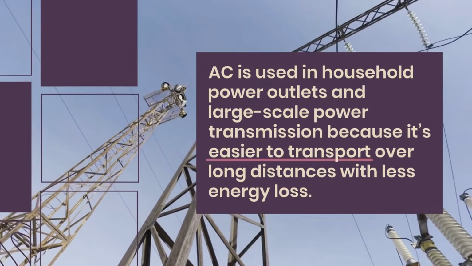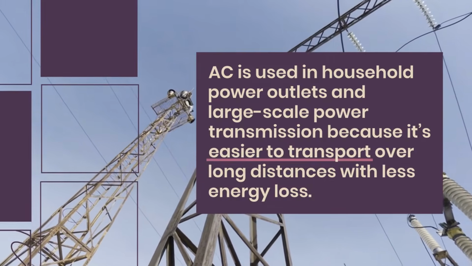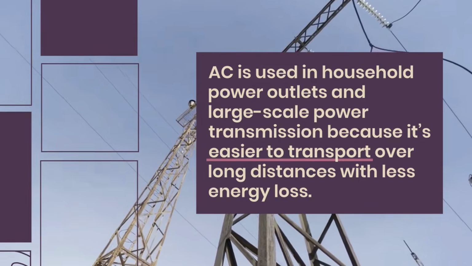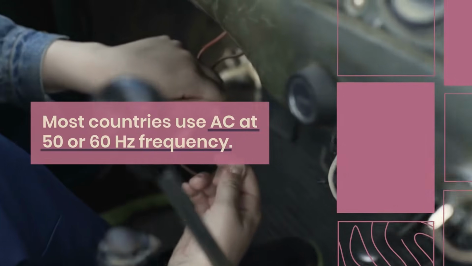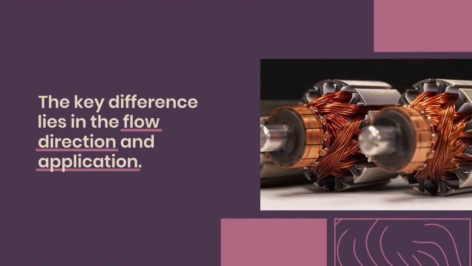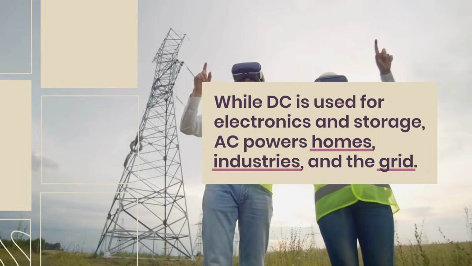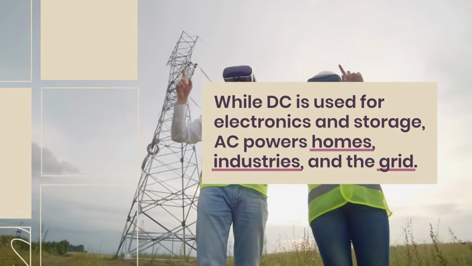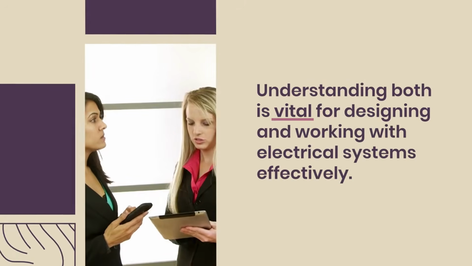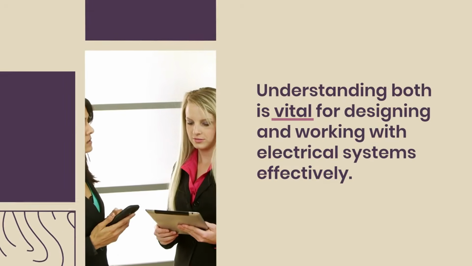AC is used in household power outlets and large-scale power transmission because it's easier to transport over long distances with less energy loss. Most countries use AC at 50 or 60 Hz frequency. The key difference lies in the flow direction and application. While DC is used for electronics and storage, AC powers homes, industries, and the grid. Understanding both is vital for designing and working with electrical systems effectively.